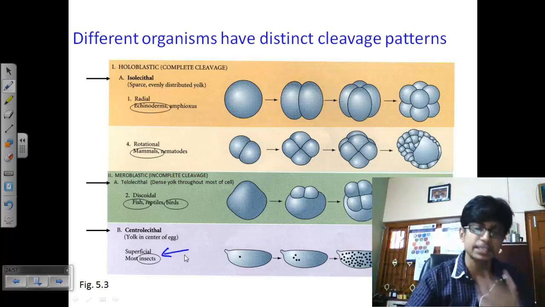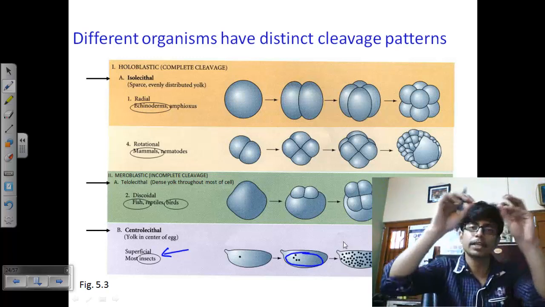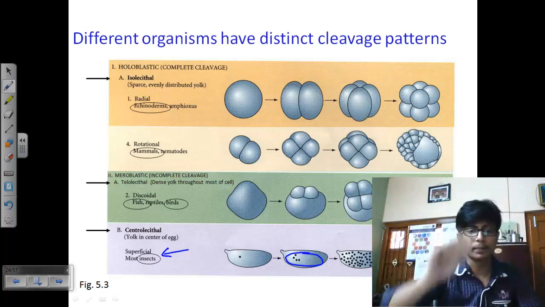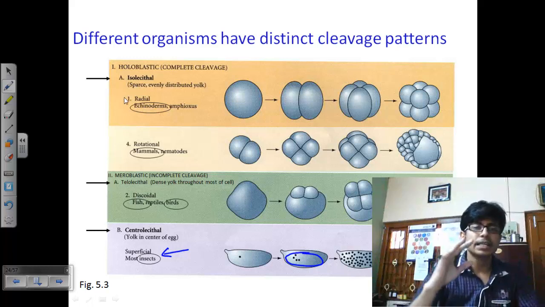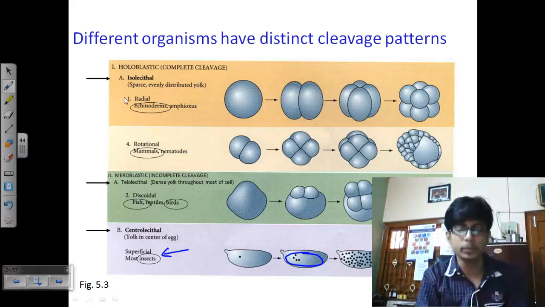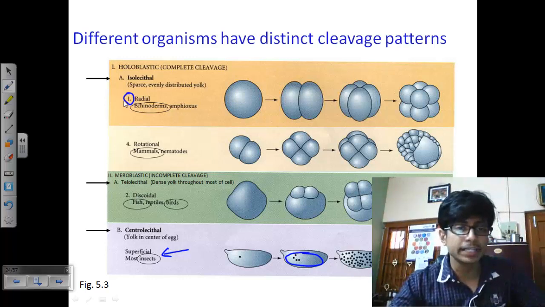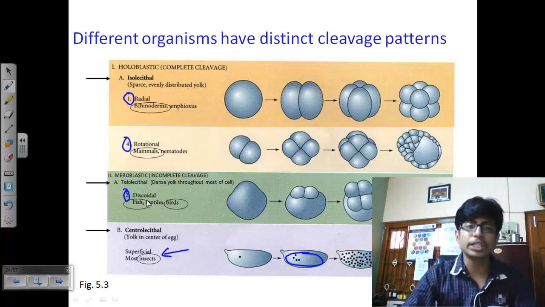See, in the case of insects, the example is Drosophila. In this case, you can see the yolk should be present in the center, and all the cells will be covering that center, surrounding that center. See, this is the center region, and these are the cells that are covering the center throughout the periphery. While in the isolecithal condition, the yolk is entirely distributed into the new daughter cells, and the examples for that could be radial, rotational, or discoidal. So radial, rotational, or discoidal.